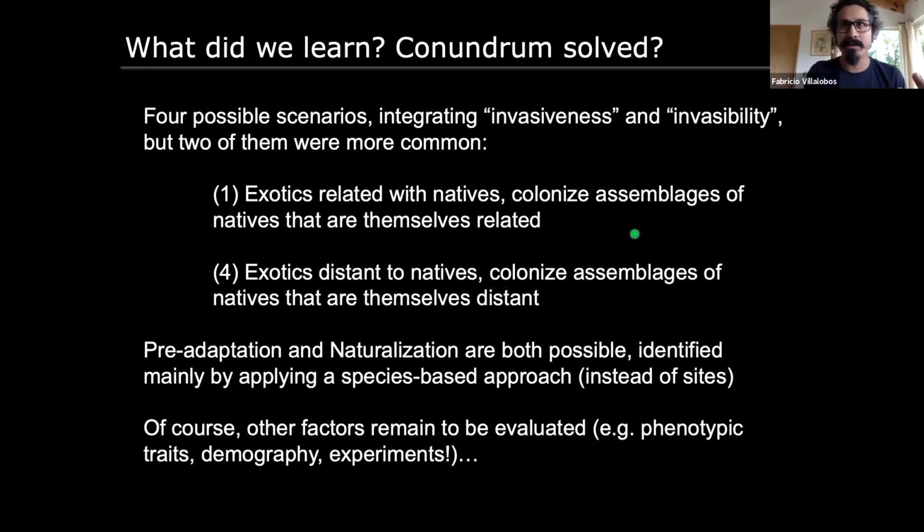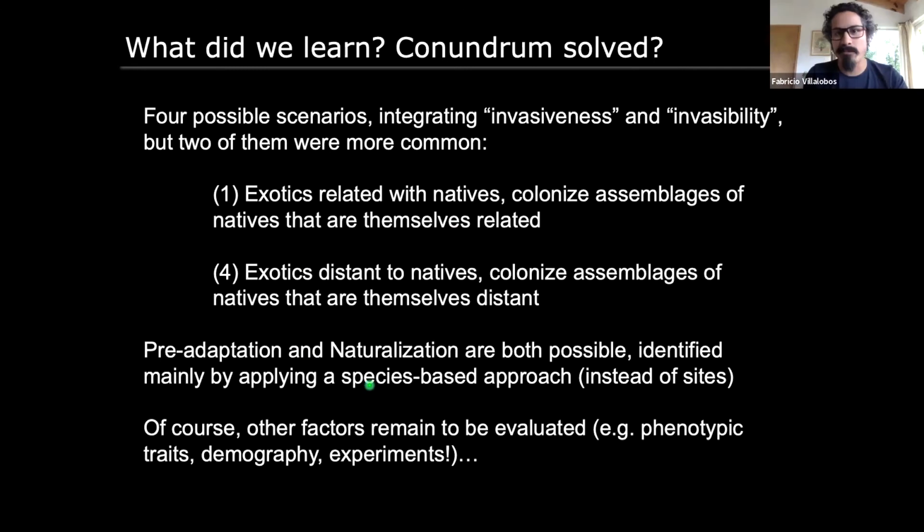are related with natives. They colonize assemblages of natives that are themselves related across the recipient. And we also found that exotics that are distant to the natives colonize assemblages of natives that are themselves also distantly related. So we found out that pre-adaptation and naturalization are both possible, and they were identified by applying the species-based approach, the phylogenetic field or the species field more generally, to these particular questions.